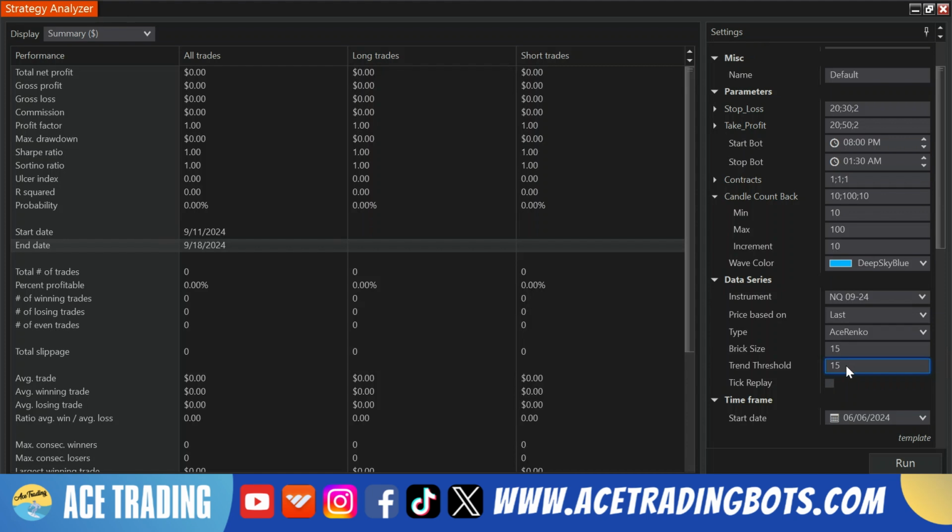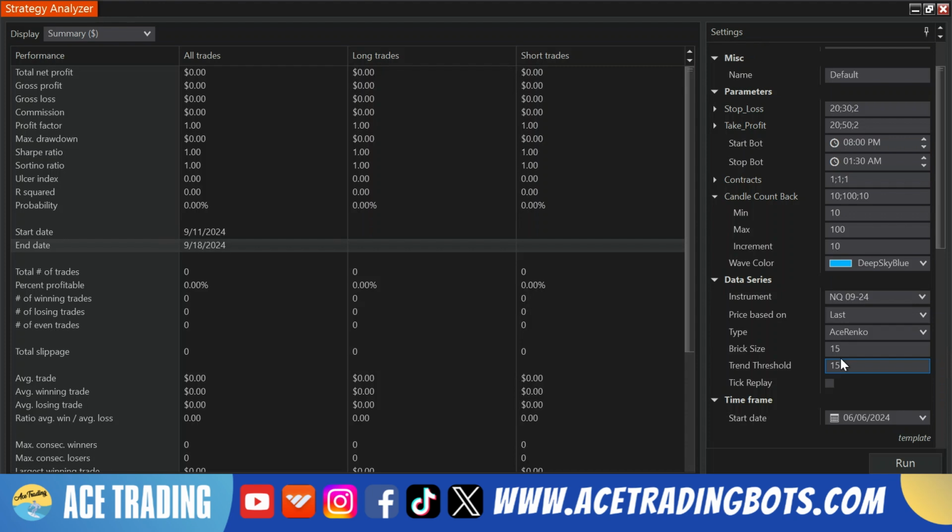I'm going to use 15 and 15. Why am I using 15 and 15? Well, the brick size is 15 ticks, and that means that the next candle will form if 15 ticks are created in either direction. So every 15 ticks, it's going to create a new candle. And that is how the Ace Renko candles work.